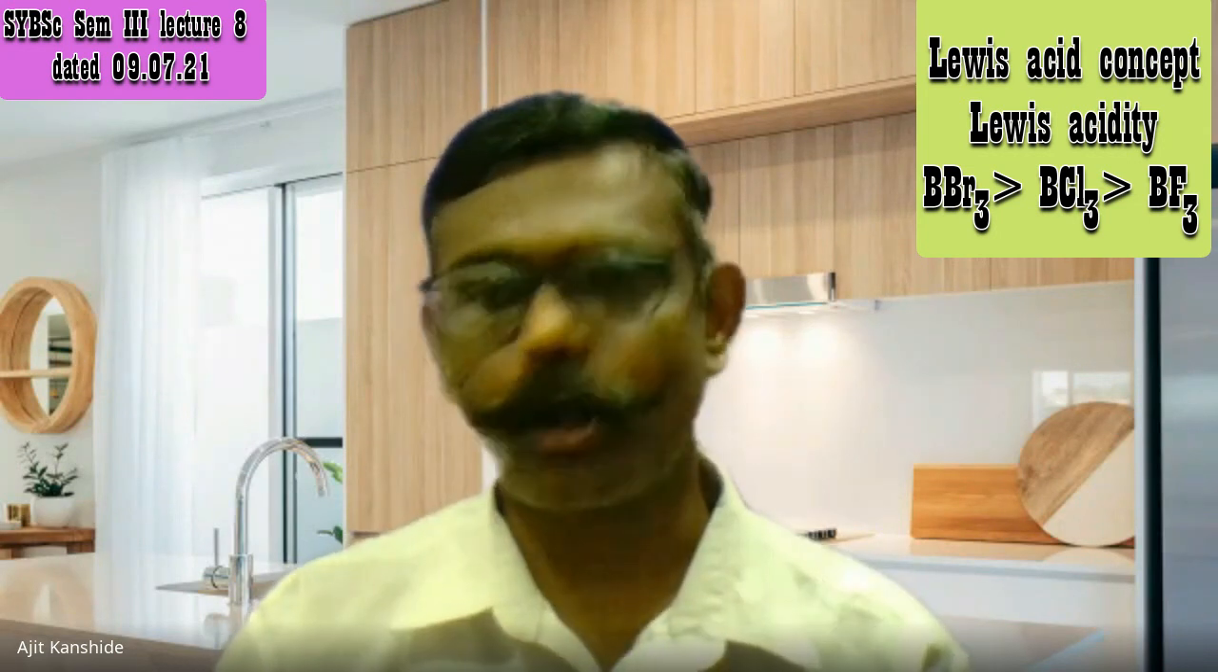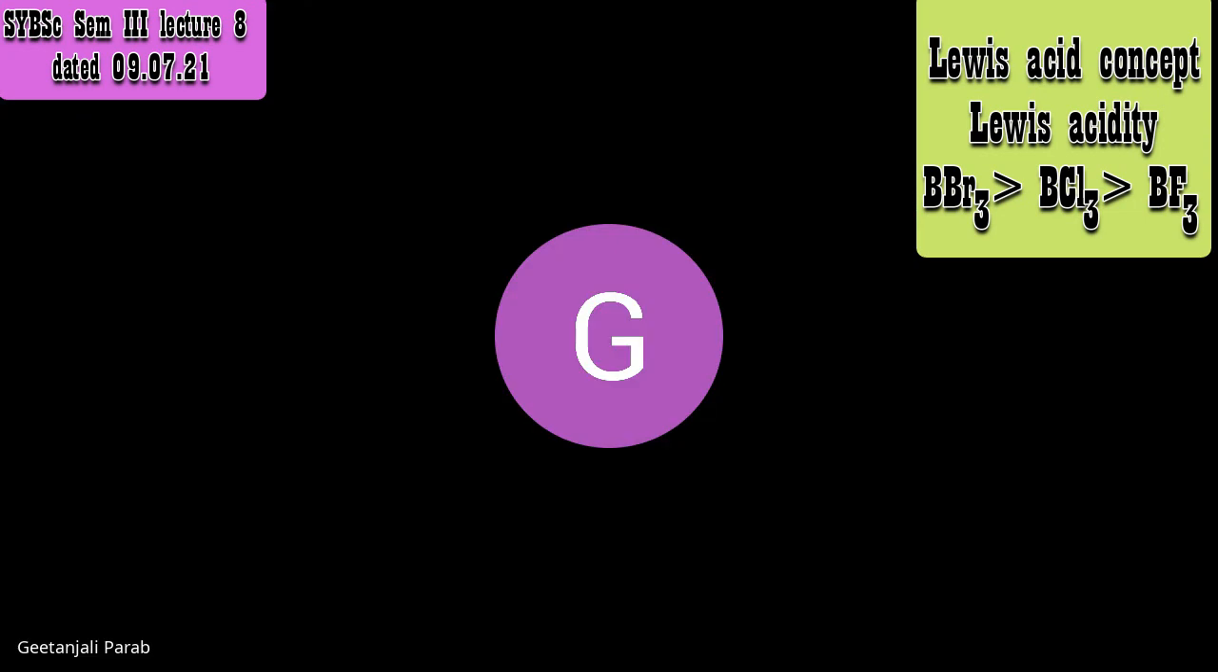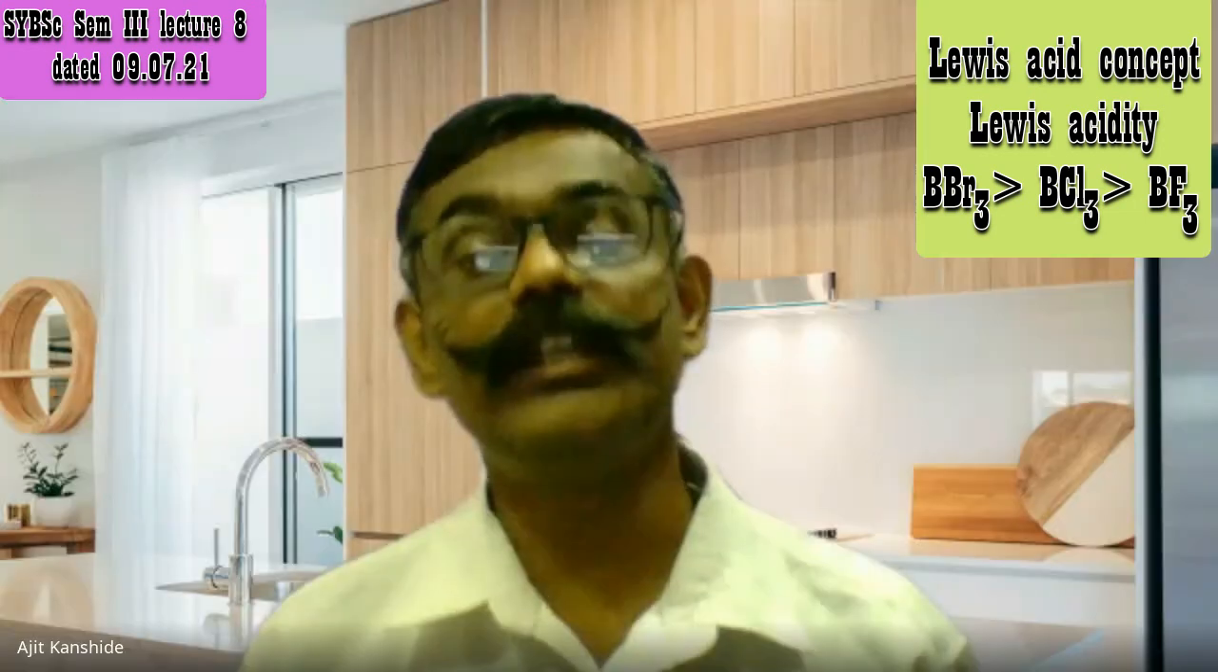Okay, you can unmute and talk. Yes, right. BBr3 is the strongest. Now unmute and talk. Who will be the weakest Lewis acid among those three, BF3, BCl3 and BBr3? BF3. Right, Gitanjali, BF3, and all other students are giving answers in the chat box. BF3. So what was our previous conclusion?